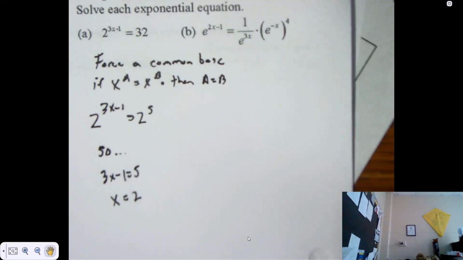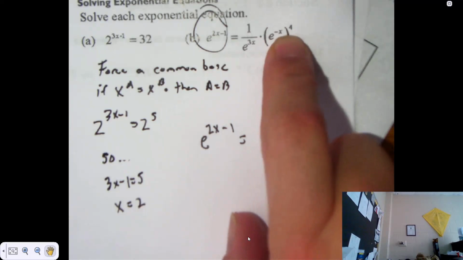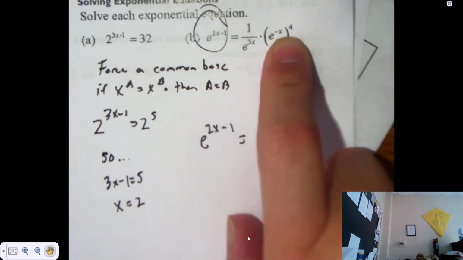All right, here we got one with e in it. It won't be too bad. Hopefully it won't be too bad. The left-hand side looks good to me. I wouldn't try to manipulate it. The right-hand side needs some manipulation. Think of your rules of exponents. What are you allowed to do with this 4 and negative x? Multiply them, right?